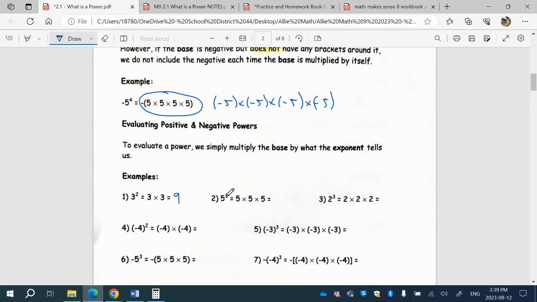Here we have 5 to the power of 3. So we're multiplying 5 by itself 3 times. 5 times 5 times 5. 5 times 5 is 25. Times 5 is 125. Here we have 2 to the power of 3. So we have 2 being multiplied by itself 3 times. 2 times 2 times 2. 2 times 2 is 4. Times 2 is 8.